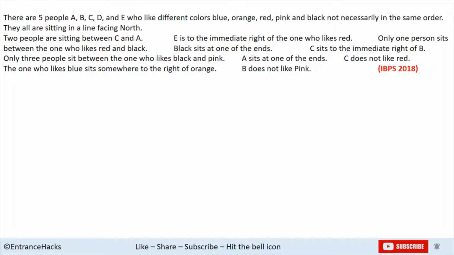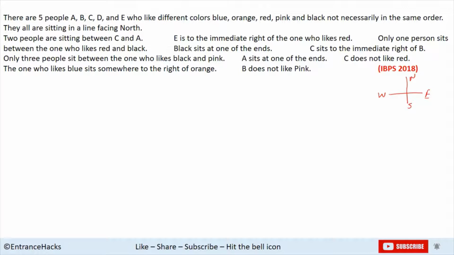So there are 5 people A, B, C, D and E who like different colors, and they are all sitting in a line facing north. So here it is saying facing north. For convenience, while attempting any LR question, we normally assume that north is the top of our paper and south is at the bottom. East is towards our right and west is towards our left. So we can make this type of diagram so that we don't have any confusion left, and we can start attempting after that. So now let's start by drawing blanks and writing colors at one portion of our rough sheet.